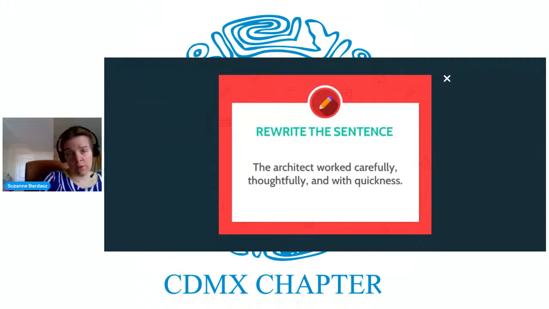There's one error with this sentence that doesn't work compared to the others. So can you rewrite this sentence using correct parallel structure? Again, I'm going to leave this up for everyone to see, and I'll give everyone a moment. Those of you who are participating, you should have a space to type your answer. I'm going to, in just a moment, close this.